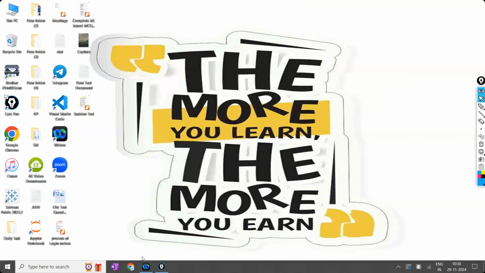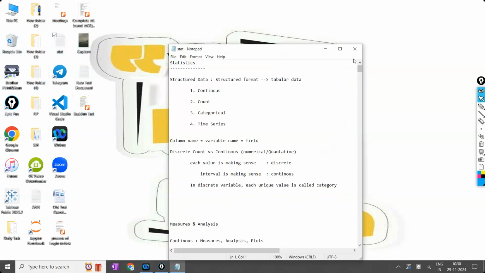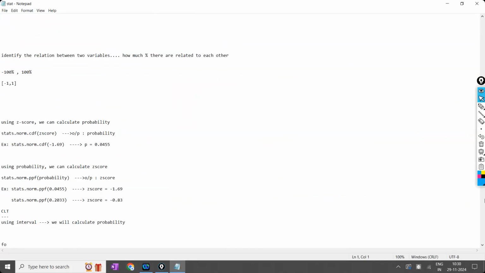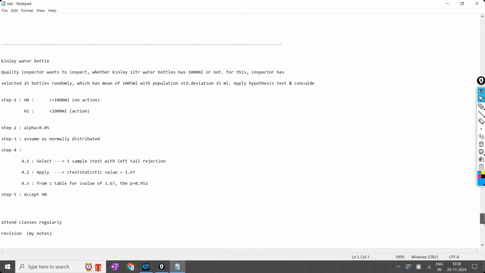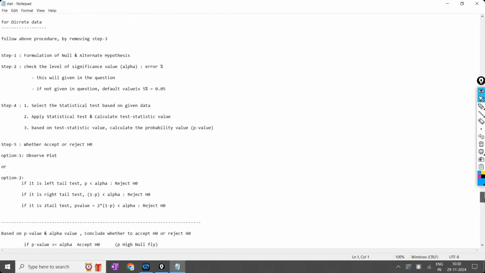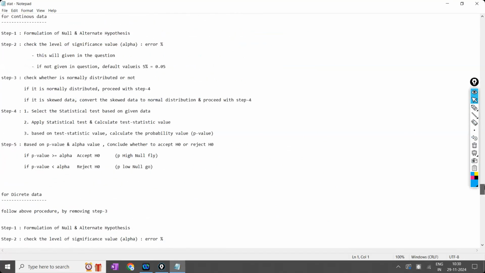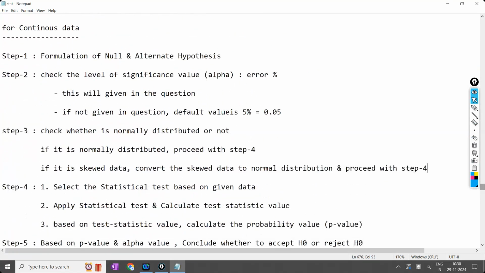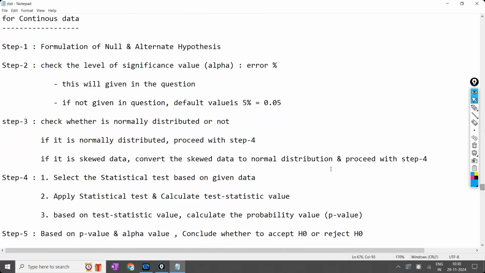Okay, done. We are discussing the formulation of null and alternate hypotheses, and we have seen how to formulate them. Next, after formulation of the null and alternate hypotheses, as I have told you, you have written the steps involved in hypothesis testing. The first one is the null and alternate hypothesis. Is that clear now? Let's try with different examples and execute them one by one.